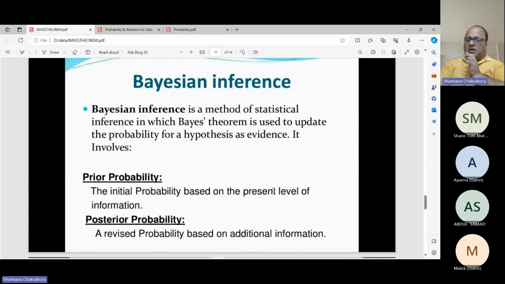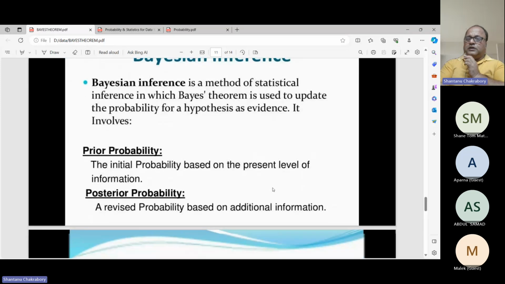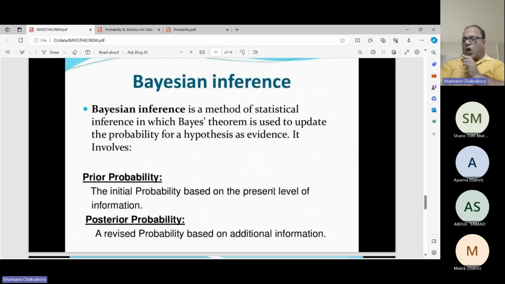Bayesian inference is a method of statistical inference where we try to find the prior probability and the posterior probability. Prior probability is the initial probability based on the present level of information. Posterior probability is based on additional information. What is the probability of an event based on some additional information? That is called the posterior probability, right?